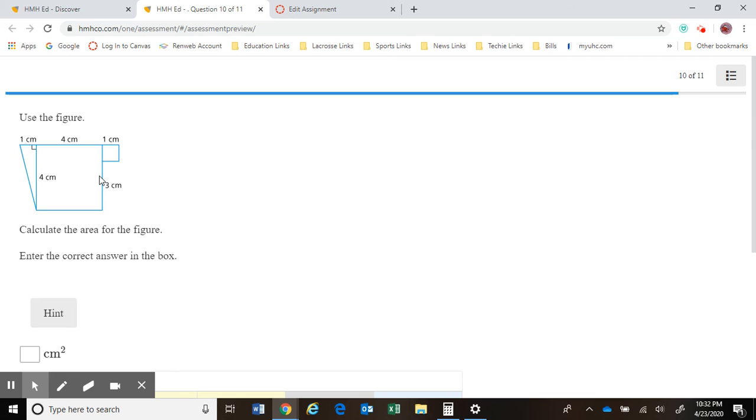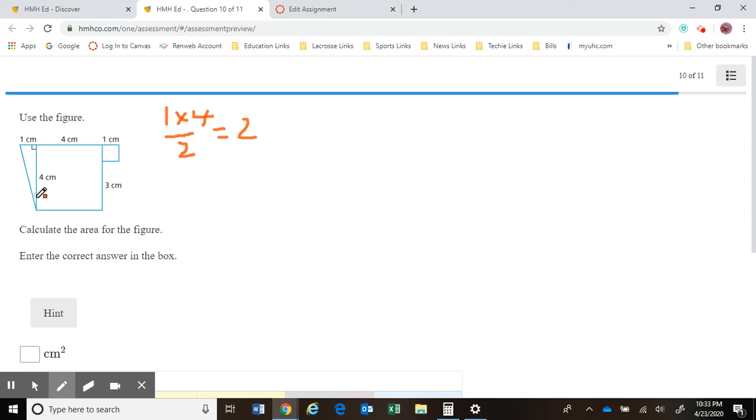All right, another composite figure. What do you see here? A triangle, a square, another square. Okay, so let's address them one at a time. We've got this triangle. Okay, 1/2 base times height, or base times height divided by 2. Okay, so 1 times 4, and divide that by 2. So 4 divided by 2 is 2.